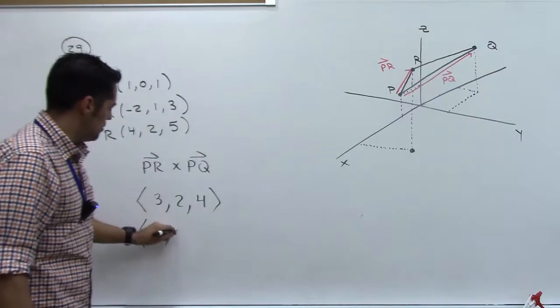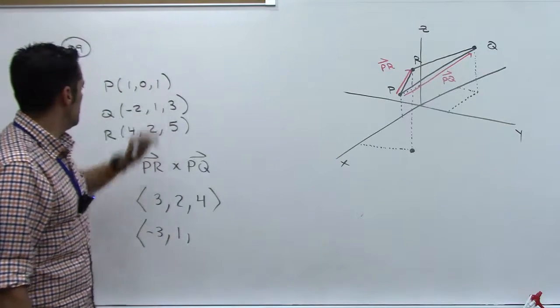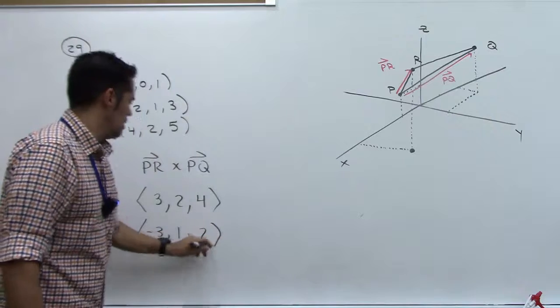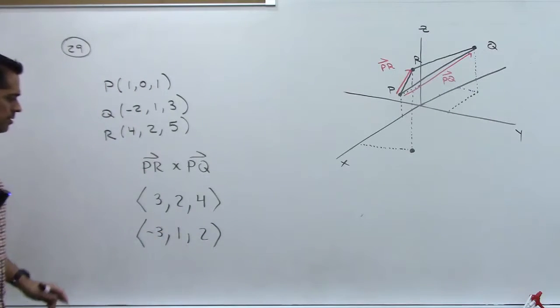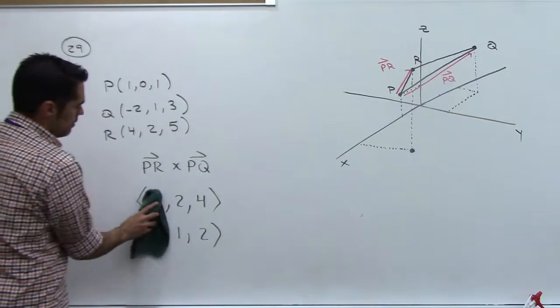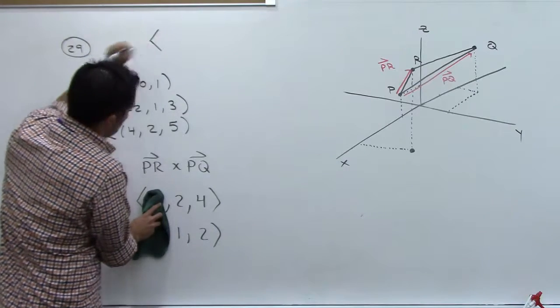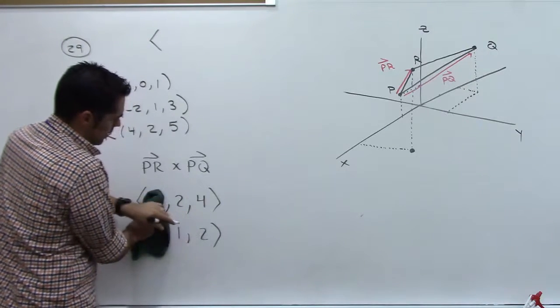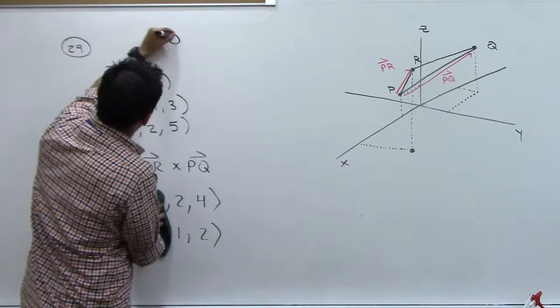1 take away 0 is 1. 3 take away 1 is 2. So now I need to cross these 2 vectors. So to find the I part, cover this up. Okay, and this will be 4 take away 4 is 0.